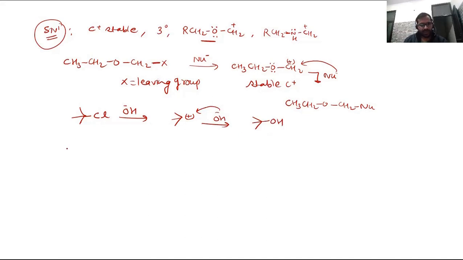See, from chemical kinetics, we can see the rate of the reaction here. Rate of reaction depends on the slowest step. Here we have two steps, step 1 and step 2. Step 1 is the formation of carbocation, and step 2 is the attack of the nucleophile on the carbocation.